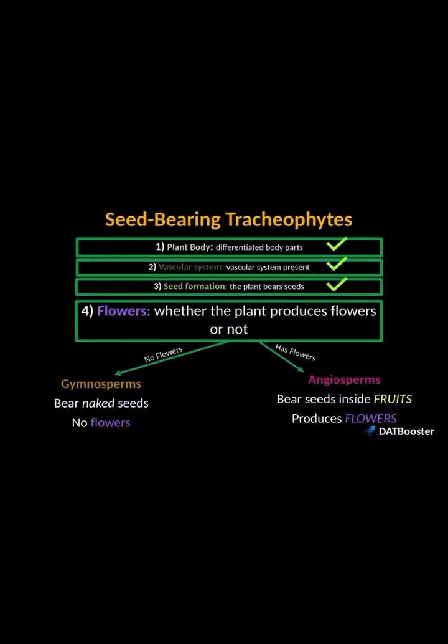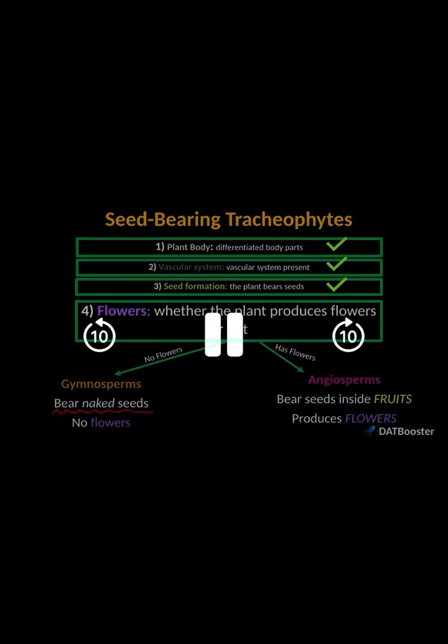This brings us to our last criteria question, and that's going to be flowers, so whether or not the plant produces flowers. If it does not produce flowers, it's going to be known as a gymnosperm. If it does produce flowers, it's going to be an angiosperm. You should also note that gymnosperms bear naked seeds, whereas angiosperms have their seeds inside fruits.